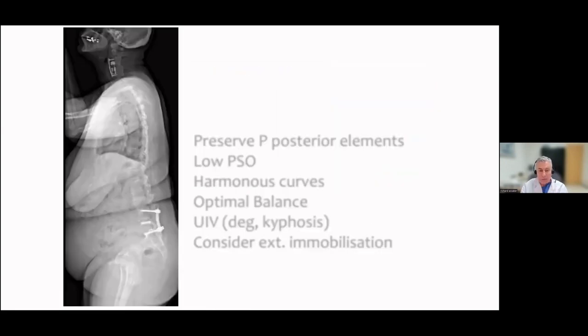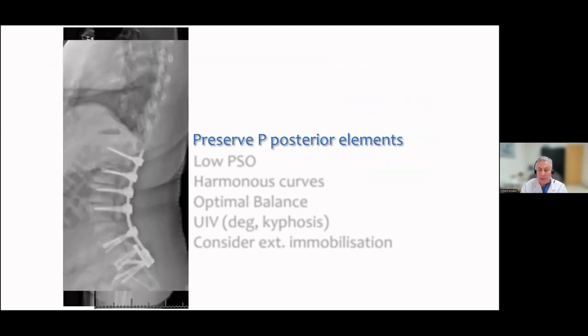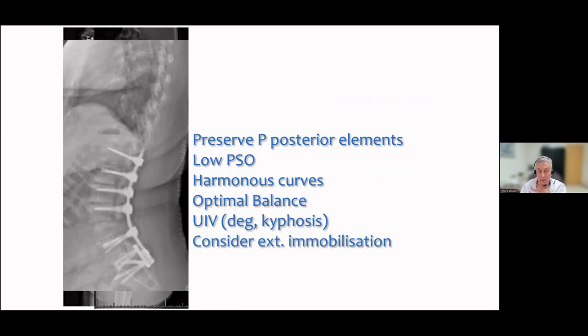So what we do usually is we try to preserve the posterior element at the apical, at the cranial and the caudal part of the instrumentation, do the PSO as low as possible, try to distribute the lordosis, get the optimal balance in one shot, and decide where to stop. Of course, we should not stop on the degenerated level or on the kyphotic region, and we could consider from time to time external immobilization.